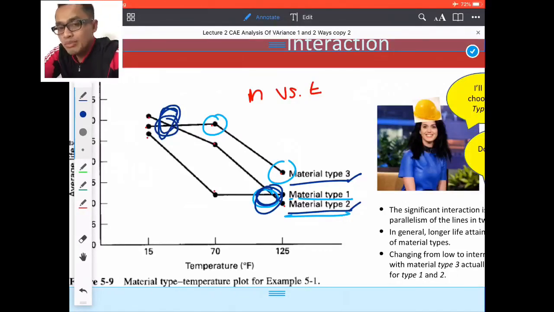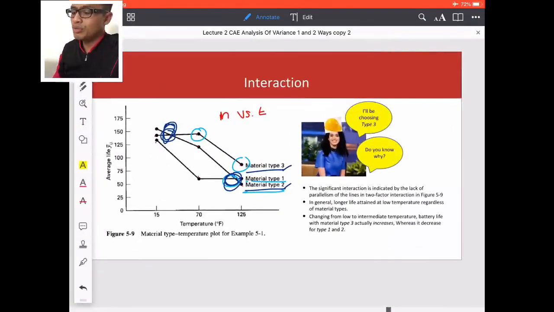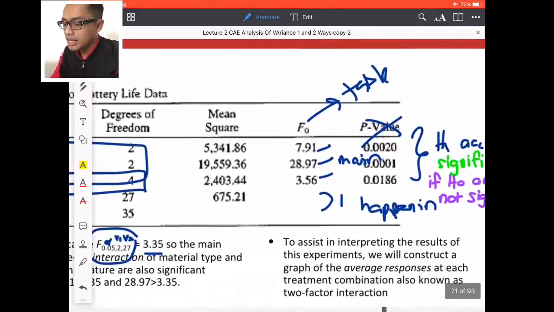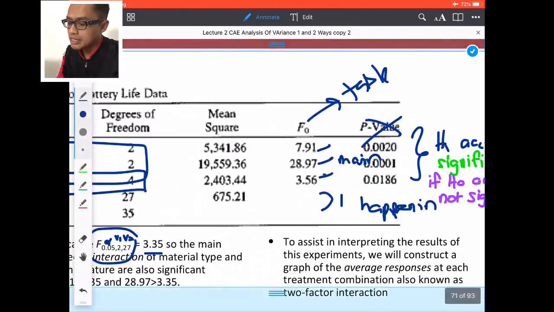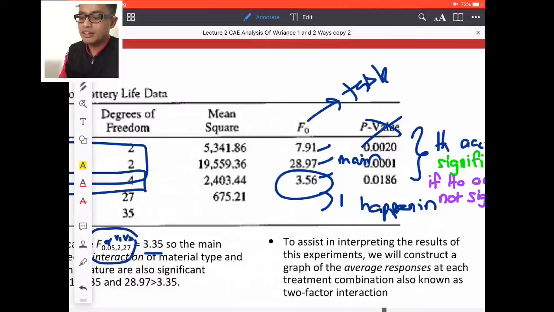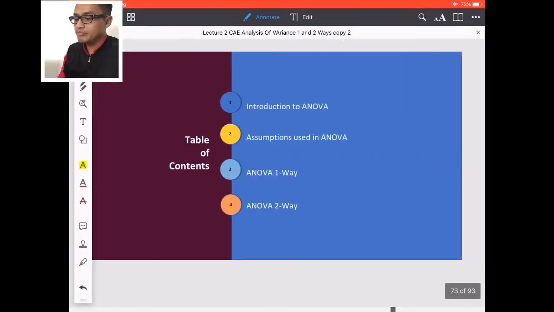So we'll see this more in the tutorial session, but this is what ANOVA 2 ways looks like. Okay, so it tells you whether the interaction happens or not. So in this case, yes, it happens. And also explained in the calculation that the interaction is more than 1. Okay, good. That's it for ANOVA 2 ways.